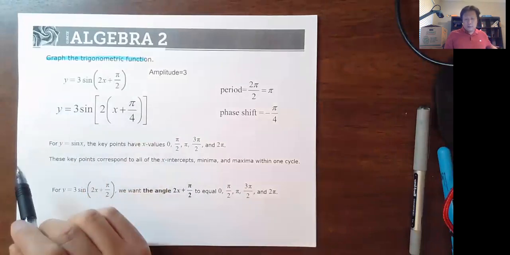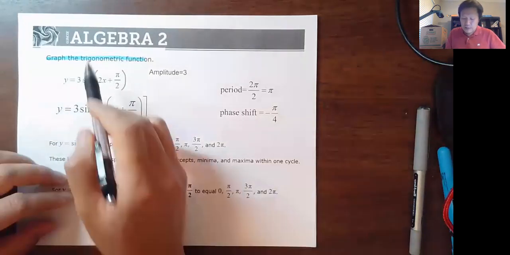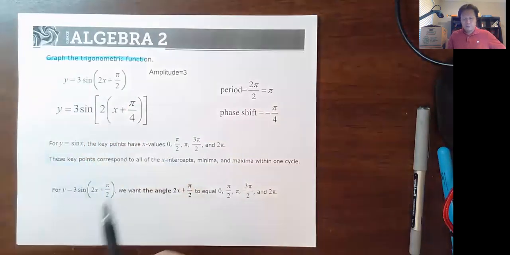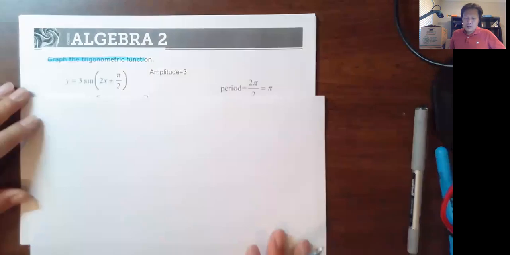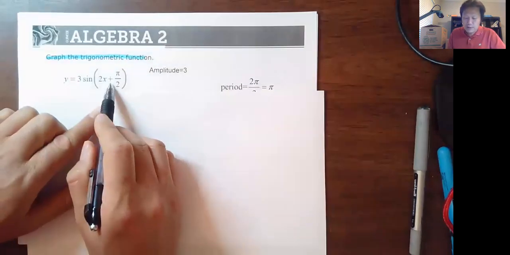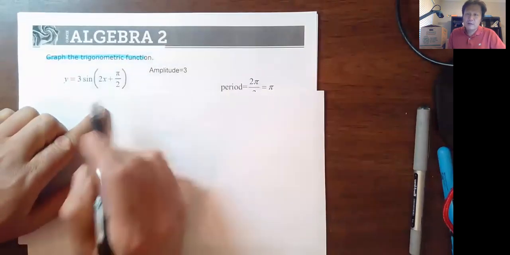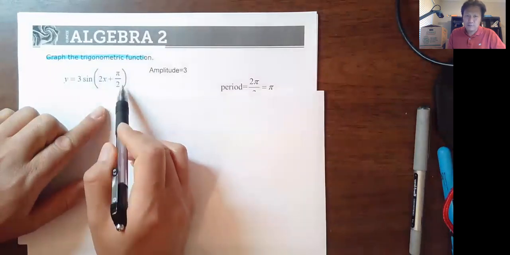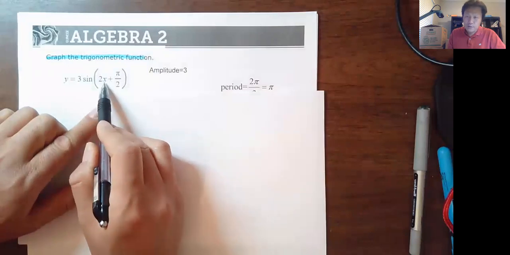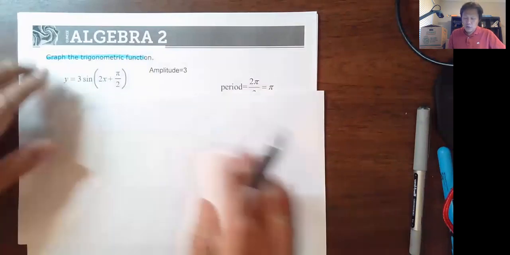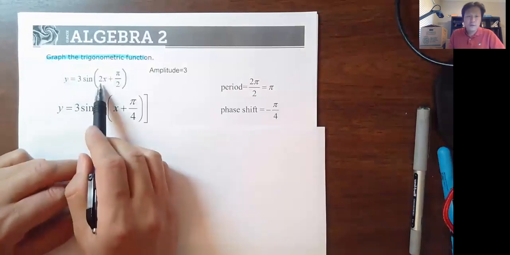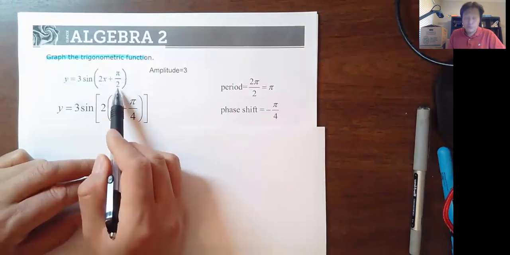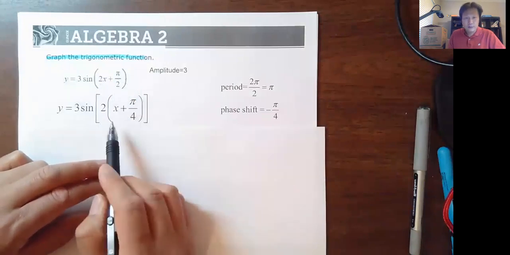This one does have a phase shift, because inside the parentheses you see 2x plus pi half. Be very careful. If you read your phase shift as minus pi half, you made a mistake. You cannot read a phase shift right here. Why not? Because the coefficient of x is 2. So you have to factor out 2 from 2x, and factor out 2 from pi over 2. If you do that, you will have this.